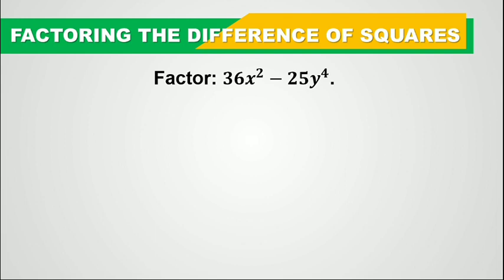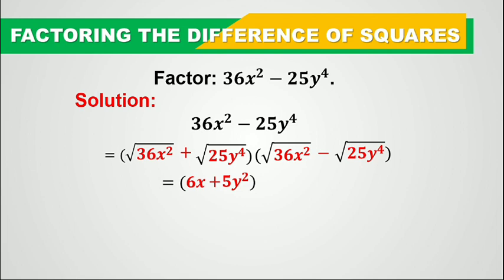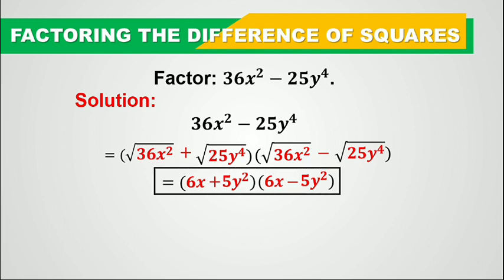Let's try to get the factors of 36x squared minus 25y to the fourth power. Again, get the square root of the first term plus the square root of the second term, times the square root of the first term minus the square root of the second term. And then simplify them. The square root of 36x squared is 6x, plus the square root of 25y to the fourth power, that's 5y squared. And then times the square root of the first term, so that's 6x, minus the square root of the second term, 25y to the fourth power, so its square root is 5y squared. So this is now our answer for this particular exercise.